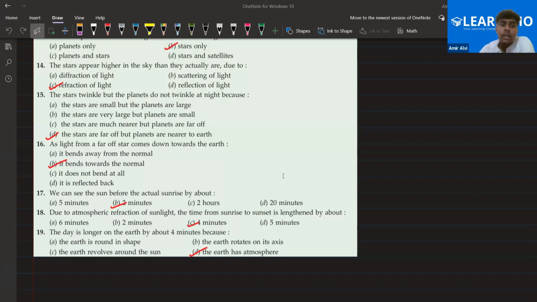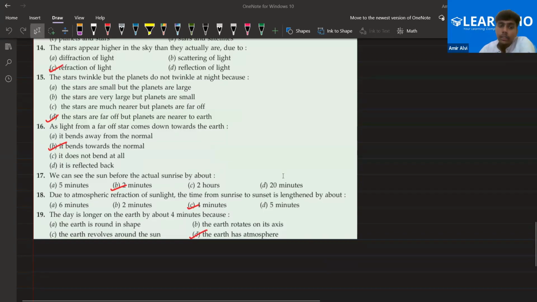Yes. That's great. Next is the day is longer on the earth by 4 minutes because the earth has an atmosphere. Am I clear to all of you? Please do let me know. Yes, sir. Okay, so that's how this topic is done. Please do let me know if anybody has any doubts so far.